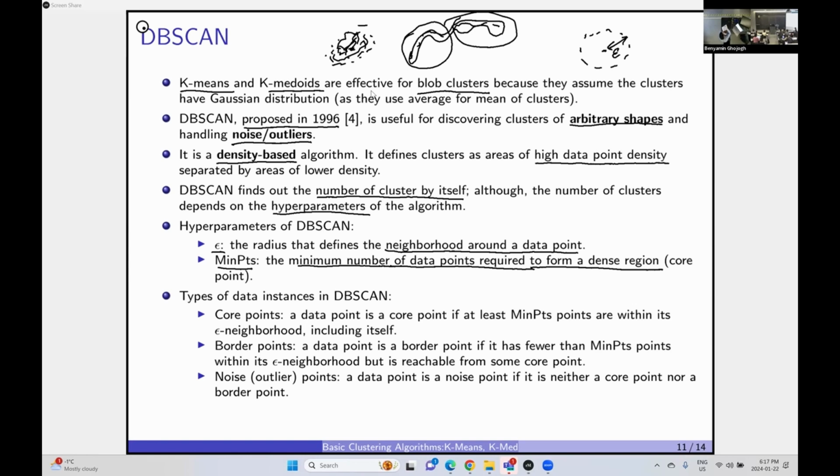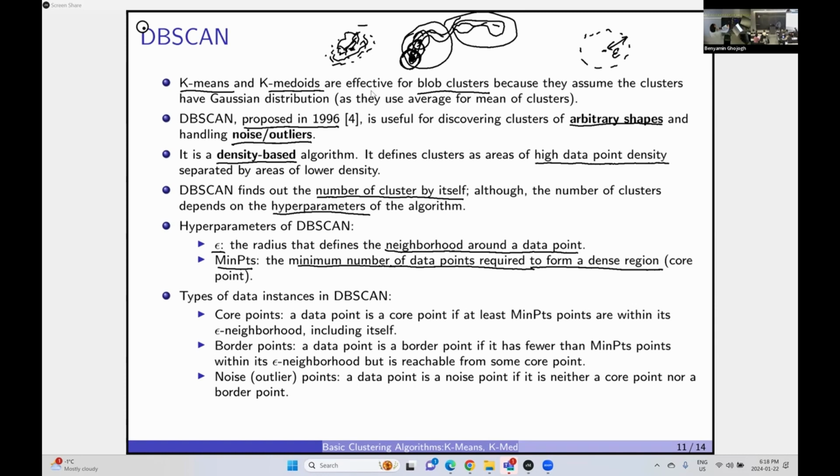For example, in this snake, for the head of the snake, I consider some neighborhood and I see these points are in this neighborhood. Then I do it recursively. Then for this point, these are in the neighborhood, and for this part, these are in the neighborhood. So as you see, I can go along the shape of the snake, because it does it recursively. The minimum number of points determines how much density I want inside this neighborhood to say that it's dense.